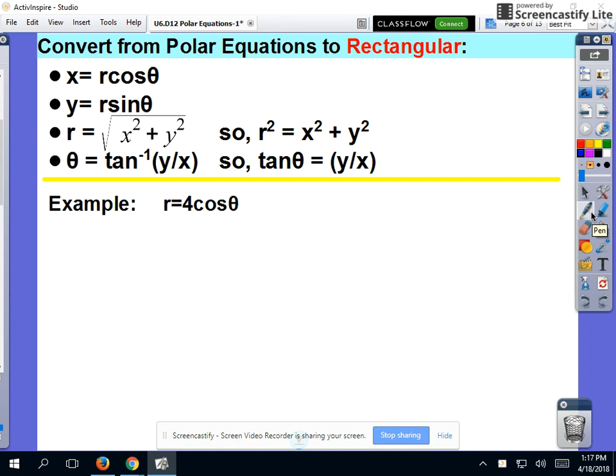Well, r equals 4 cosine theta. I'm going to give you about a minute. I want you to pause the video now and see if you can figure out what to do using all these little pieces, these tools in your toolbox.